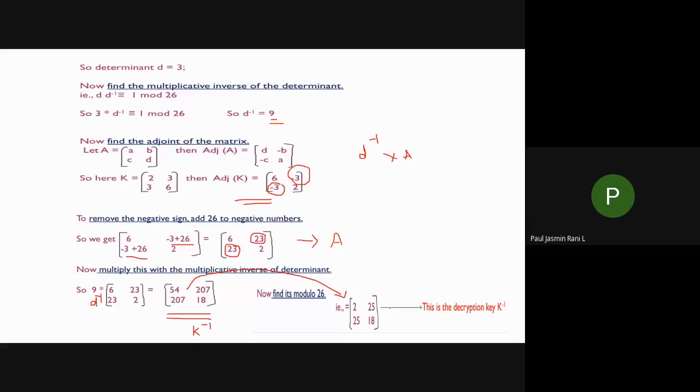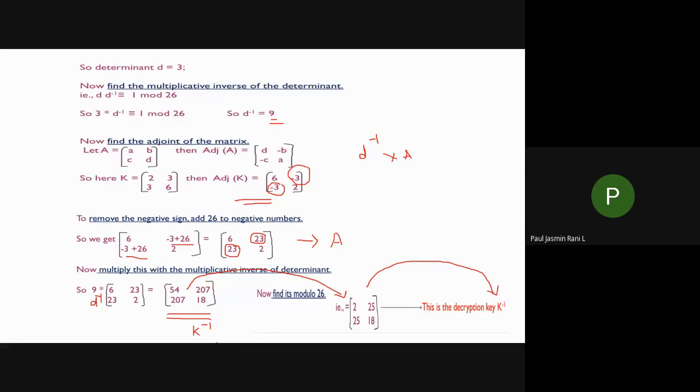So after doing this mod function, you will get your key K inverse. This is how you have to find out your K inverse. I already explained this in the 3 cross 3 matrix also, so try to practice this for a 2 cross 2 matrix. Now you have got your K inverse.